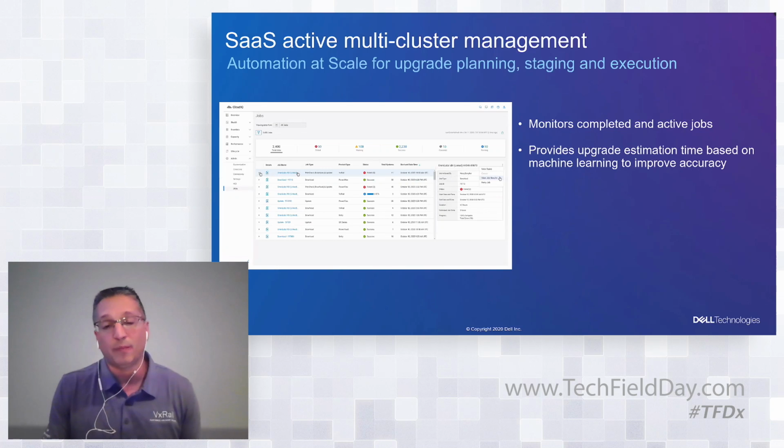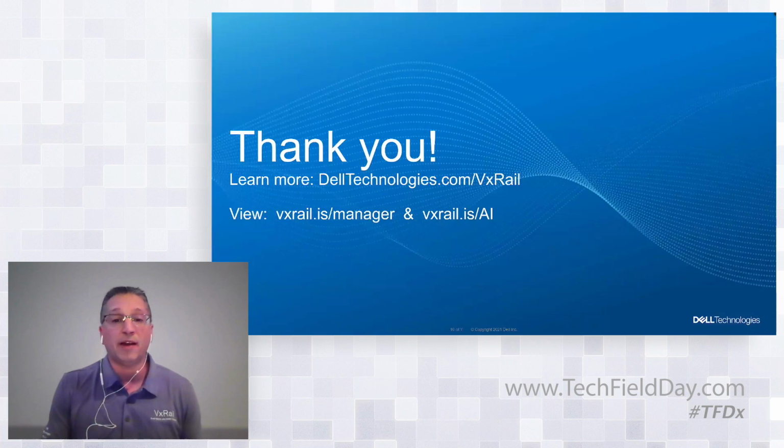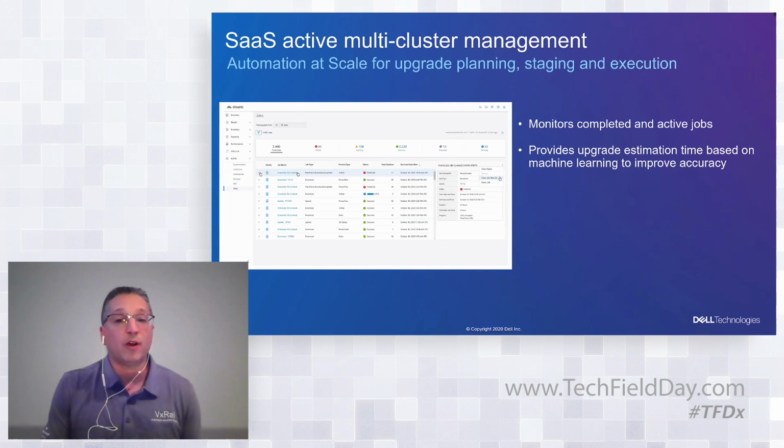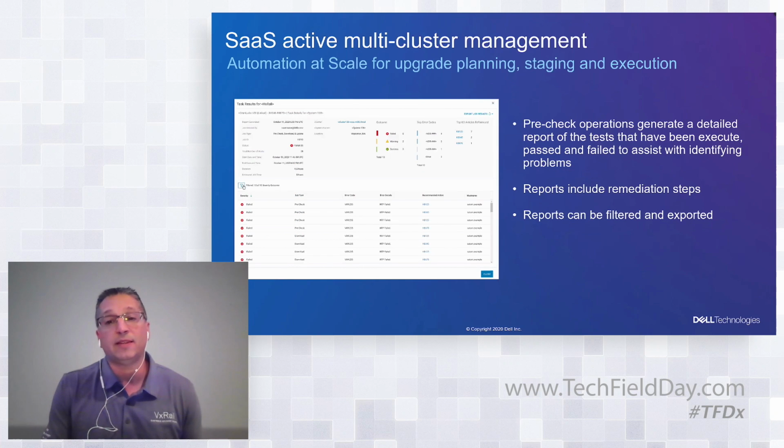The status can be shown for all the clusters, as you can see here. They're monitored as part of the jobs framework. And then the pre-checks provide a report of all the tests that have been executed, whether they've passed or failed, and then admins can go through and look at this report and fix problems before they actually execute the updates. These reports can be filtered and exported and include remediation steps.